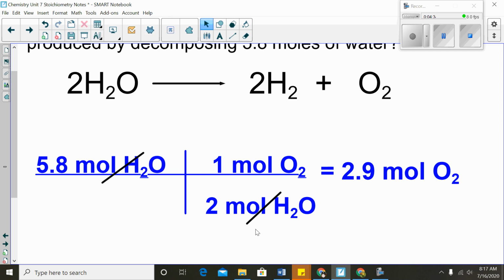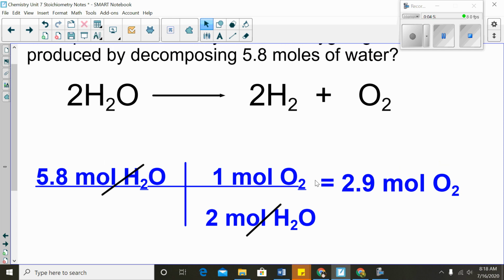Now to solve this in your calculator, it's 5.8 times 1 divided by 2. And my answer is 2.9 moles of oxygen. And now you should start paying attention to your significant figures. I want 2 in my answer because there were 2 in the value that I started with. And then make sure you do indicate your units, it's moles, and also the substance that you are trying to find. So it's 2.9 moles of oxygen.